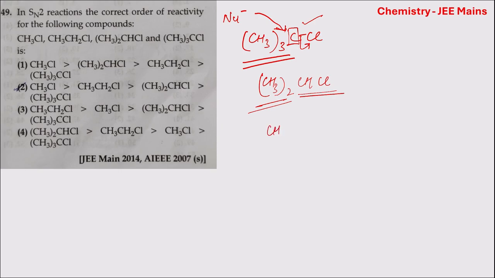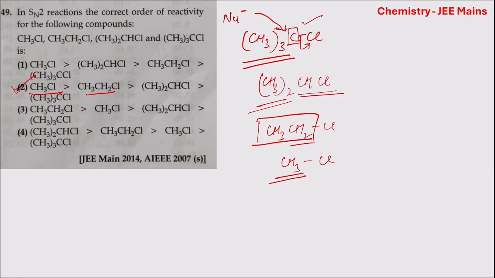Then there are 2 other compounds, one is ethyl chloride and one is methyl chloride. The steric hindrance is least in case of methyl chloride, and the ethyl group is bigger than the methyl group, so it exerts greater steric hindrance. So the correct order is option 2. Methyl chloride is most reactive towards SN2 than ethyl.